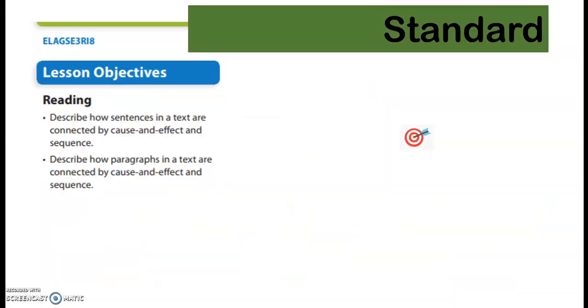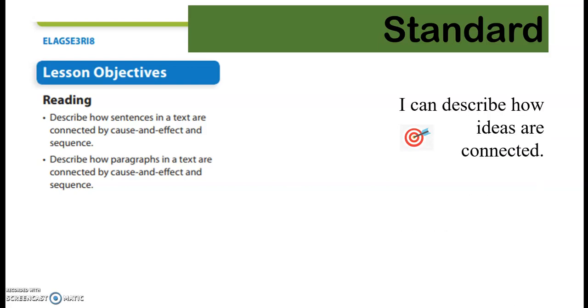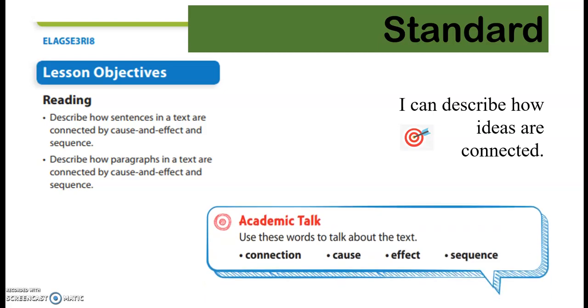So let's review. Our standard for this week is RI 8. Describe how sentences in a text are connected by cause and effect and sequence. Describe how paragraphs in a text are connected by cause and effect and sequence. Our learning target, or I can statement for the week, is I can describe how ideas are connected. Our academic talk words are connection, cause, effect, sequence.